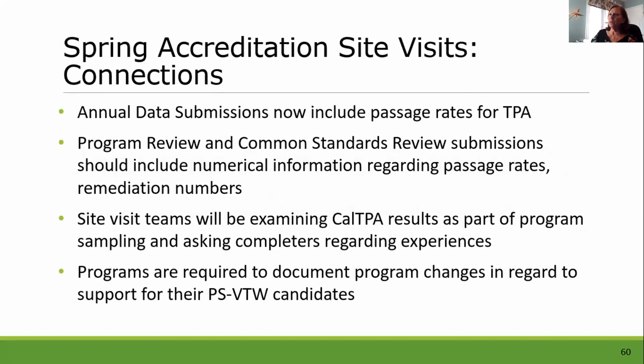So if you're coming into a spring accreditation or you're facing one in the fall, and all of you are somewhere in the 7-year cycle, we do want you to know that the annual data submissions, the ADS system that's been developed, is now going to start in the spring, including passage rates for the TPA. And in your review and common standards review submissions, this information should be included in the documents you're preparing for your accreditation, whatever point in the cycle you find yourself in.